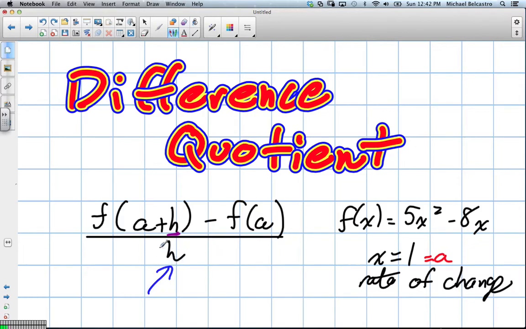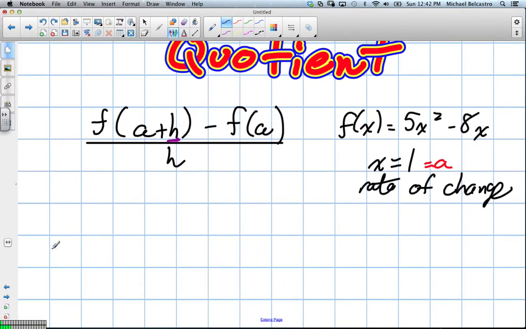So the whole goal is to essentially cancel out this h eventually, so we'll find out what the slope is, or the rate of change, exactly at that point. Okay, so that's our goal here. So the very first one, we take our formula, our f at x. We have our function, so we'll put it in brackets. We'll do the first one in red.